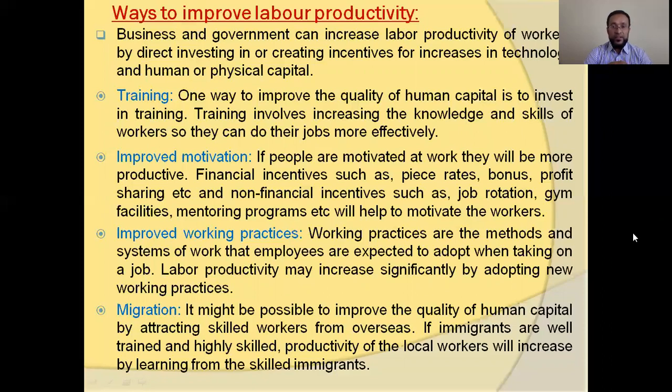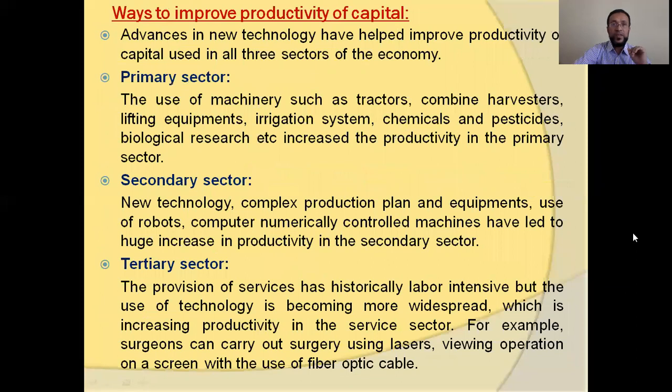Next is migration. It might be possible to improve the quality of human capital by attracting skilled workers from overseas. If immigrants are well trained and highly skilled, productivity of the local workers will also increase while learning from the skilled immigrants. That means skilled immigrants can share their skills with the local workers, and hence the total productivity of the workforce will also increase.